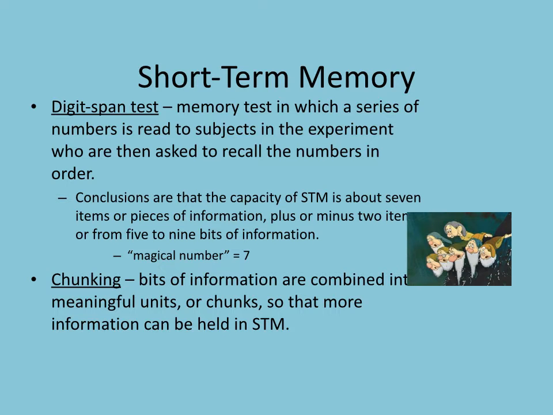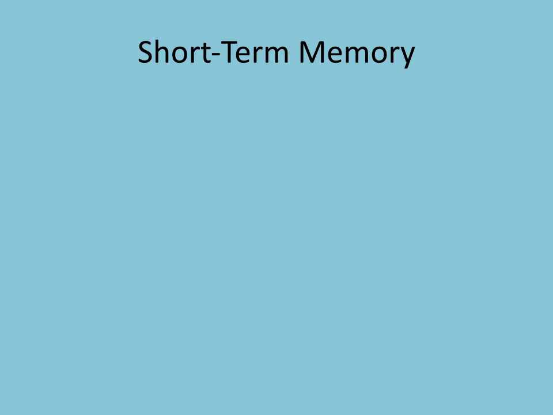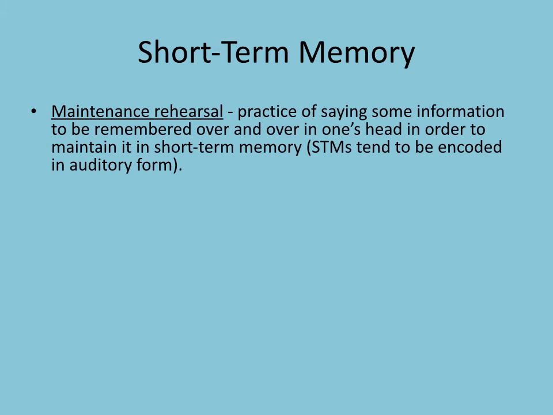Now, one of the other tips that we use for short-term memory increasing is a thing called chunking. It's when bits of information are combined into meaningful units or chunks so that more information can be held in short-term memory. That is your social security number, your phone number, all those different types of things are broken down into smaller sections in order to make it more memorable.